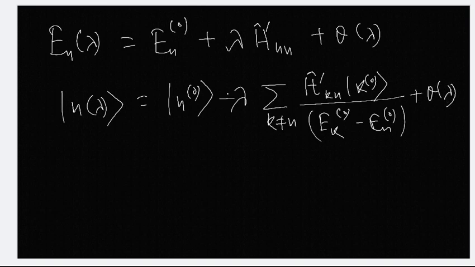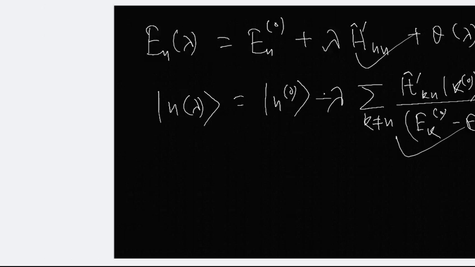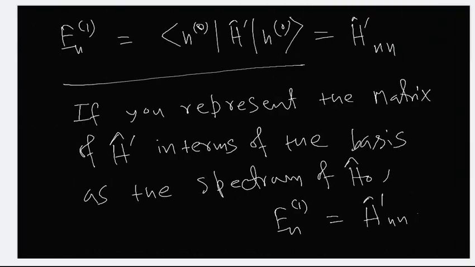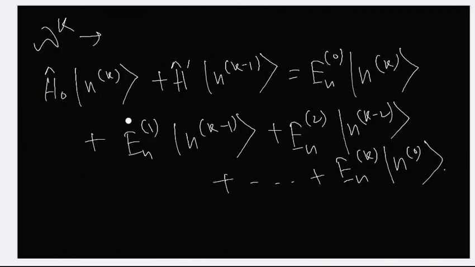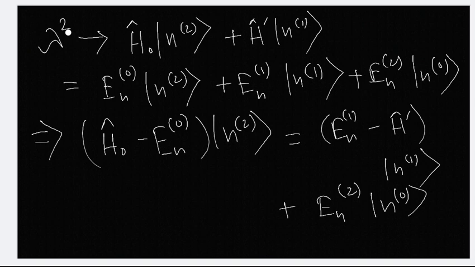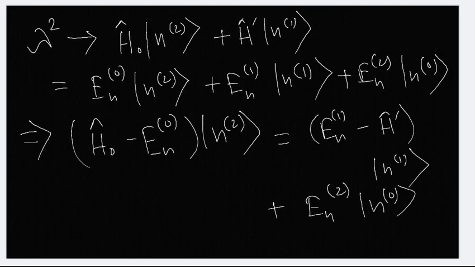Okay. So that is the first order correction term in energy level, and this is the first order correction in the wave function. Okay. So similarly, you can find the second order correction term. From the dependence on lambda square, you have to collect this equation, and you can use a similar kind of operation to find the second order correction.